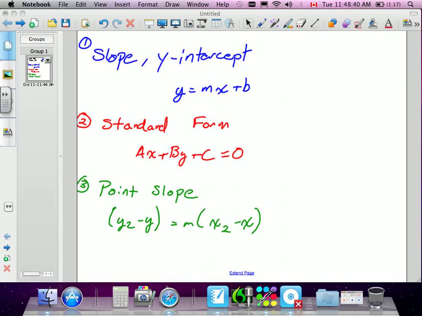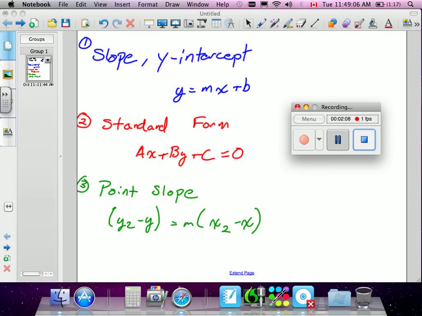Okay, now we're going to try to relate these all together. The one that's a little different looking is our standard form. If you notice, we have some different variables. We have an a, b, and a c. We'll talk about what those stand for in a minute. What I'm going to do is take an equation and try manipulating it into all of these forms. Okay, so we'll go on the next page.